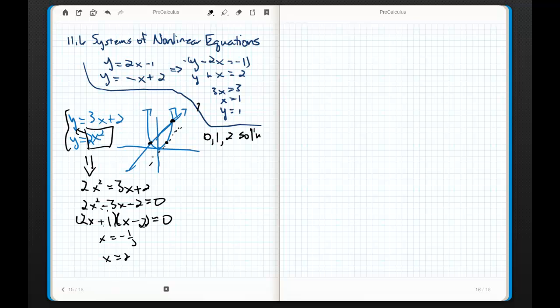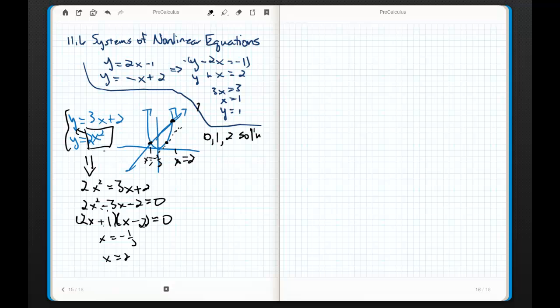And just by my cruddy drawing over here, this kind of looks as though it's at x equals negative a half, depending on my scale, right? And this kind of looks like x equals 2. Again, I'm a horrible artist, so we know. Now remember, solutions are points. They're not just x values and they're not just y values, they're actual points. So I have to name the point.